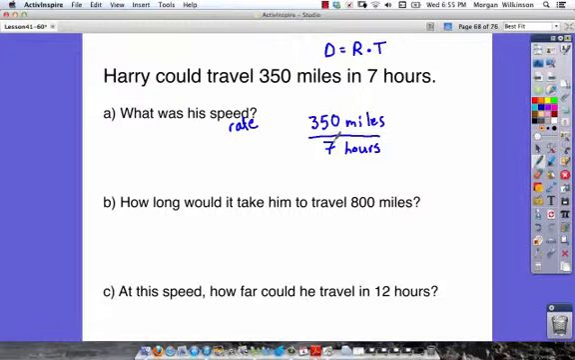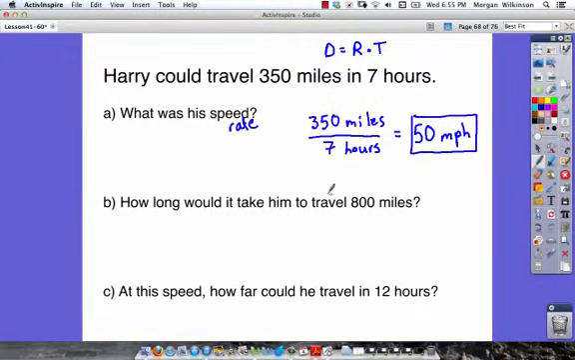Let's go ahead and simplify. 350 divided by 7. You might be able to do that in your head. What's 35 divided by 7? Hopefully you said 5. We've got a 0 left over, so it must be 50. So, what was his speed? His speed was 50 miles per hour, and we can put mph for our abbreviation. We're all done with question A.